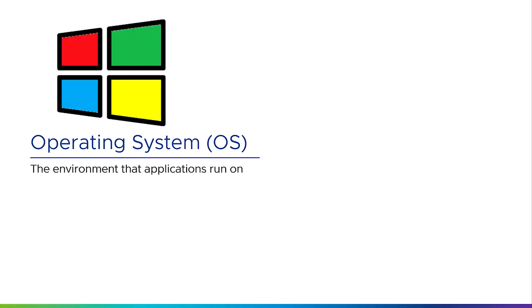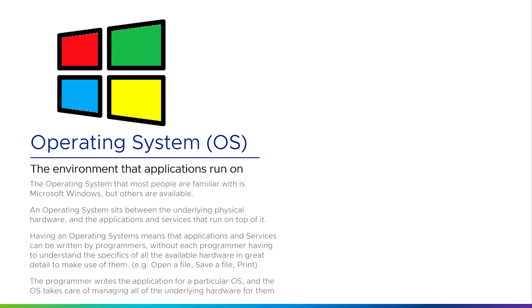The next thing we need, once we've got the server hardware together, is an operating system, and this is the environment that applications run on. An operating system sits between the applications and the hardware and does a lot of the translation so that a programmer doesn't need to understand everything about the hardware underneath. He or she would just ask the operating system to do something, and the operating system takes care of the interaction between the applications and the hardware underneath.